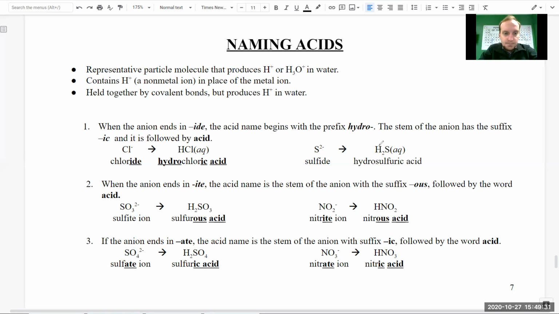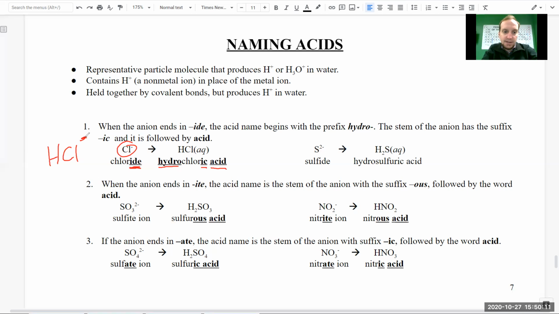So for example, number one, if the anion, which is the right side of the compound, ends in "ide," for example, this would end with chloride, right? It's a chloride ion. Then the acid name is going to begin with the prefix hydro. Then the end, instead of being hydrochloride, it becomes hydrochloric acid. So for example, this would of course be hydrogen chloride using the normal IUPAC rules, but it's actually an acid. And so it'd be hydrochloric acid because this is a chloride ion.